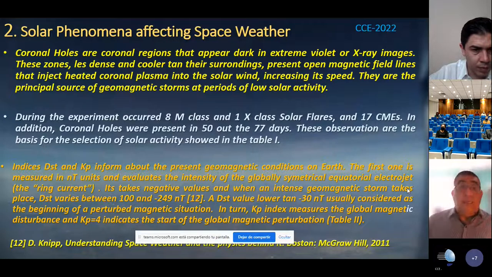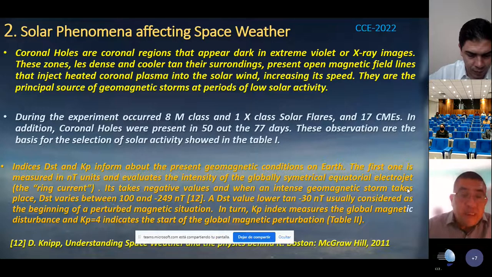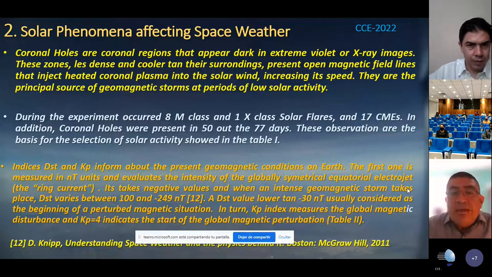Indices DST and KP inform about the present geomagnetic condition on Earth. The first is measured in nanoteslas units and evaluates the intensity of the globally symmetrical equatorial electrojet. It takes negative values, and when intense geomagnetic storms take place, DST varies between 100 and 249 nanoteslas. A DST value lower than minus 30 nanoteslas is usually considered the beginning of perturbed magnetic situations.